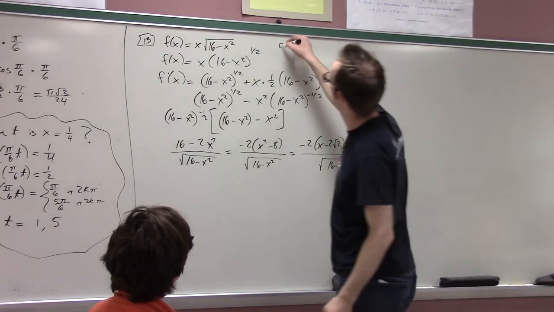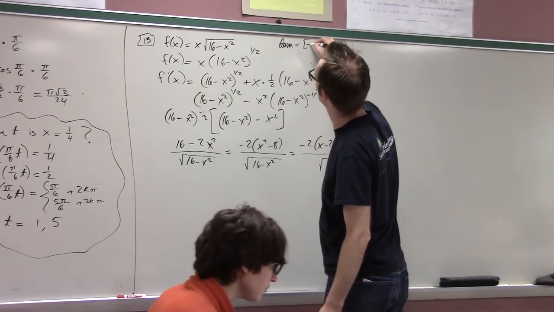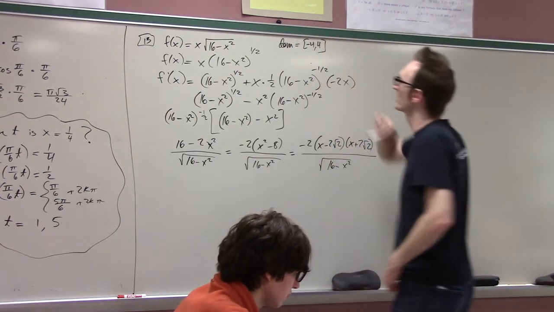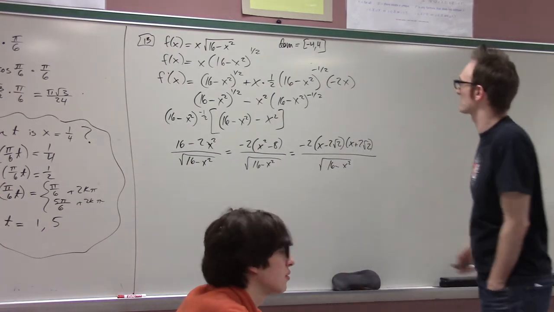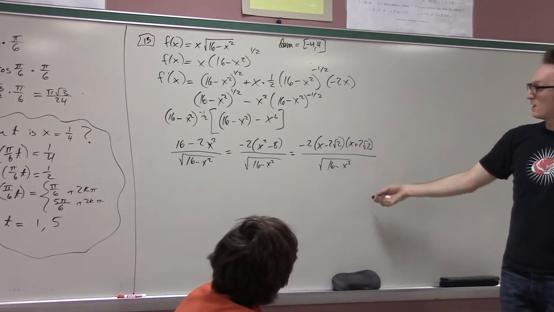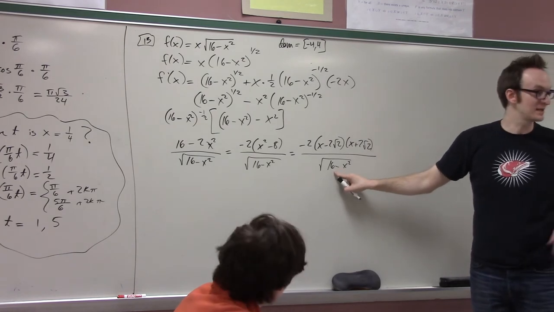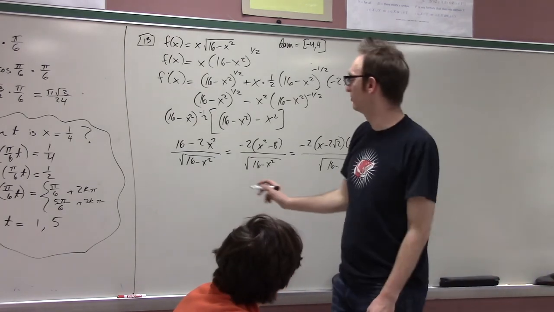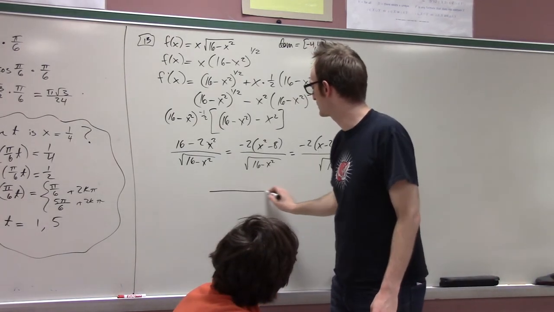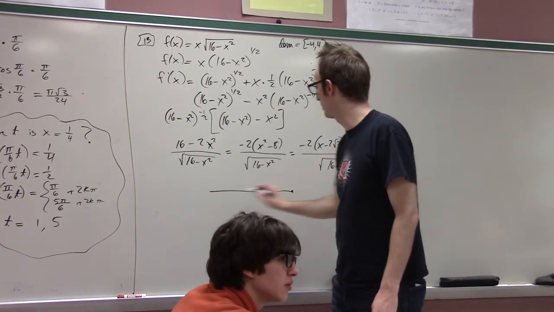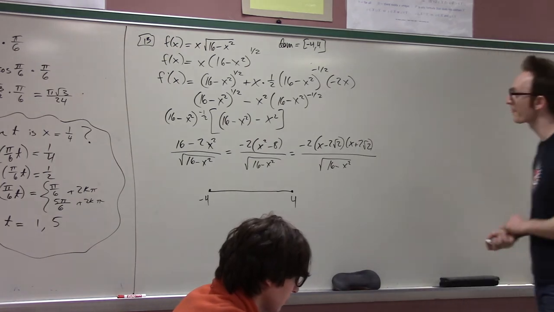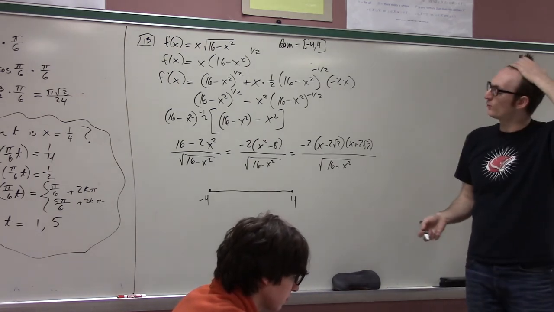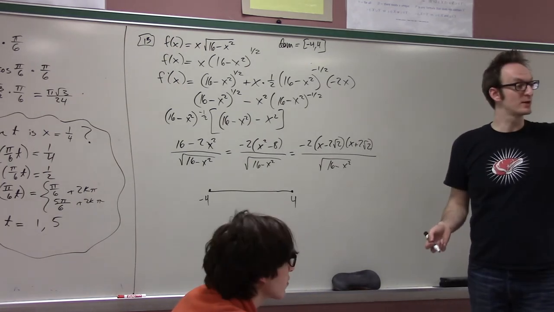First of all, I might note that the domain of this function is everything from negative 4 to 4 only. And so now to answer the actual question, where is it increasing, where is it decreasing? I'm going to make a sign chart. The denominator is always positive, so it can be ignored for the sign chart. For sign chart purposes, I will go only from negative 4 to 4, because that's the only thing I can do. And then what are the relevant places where the derivative changes sign?